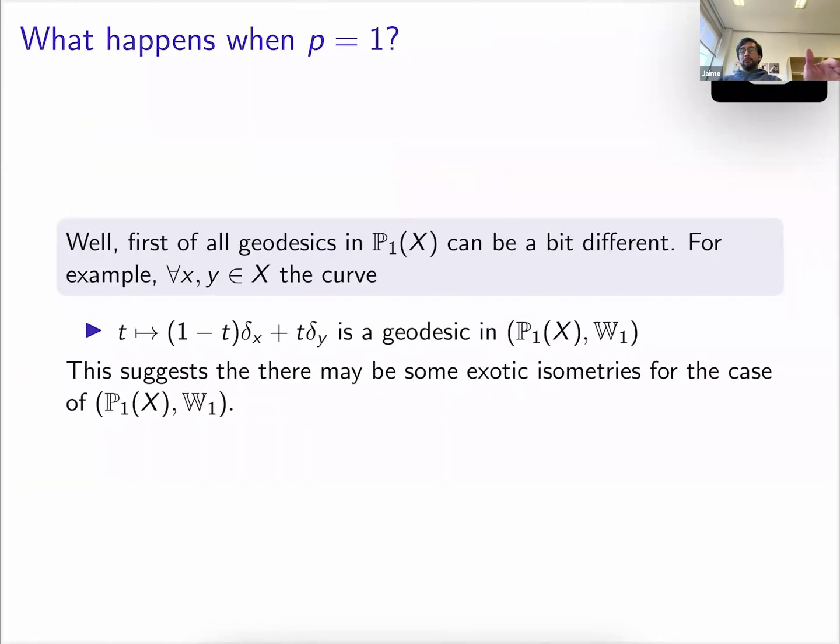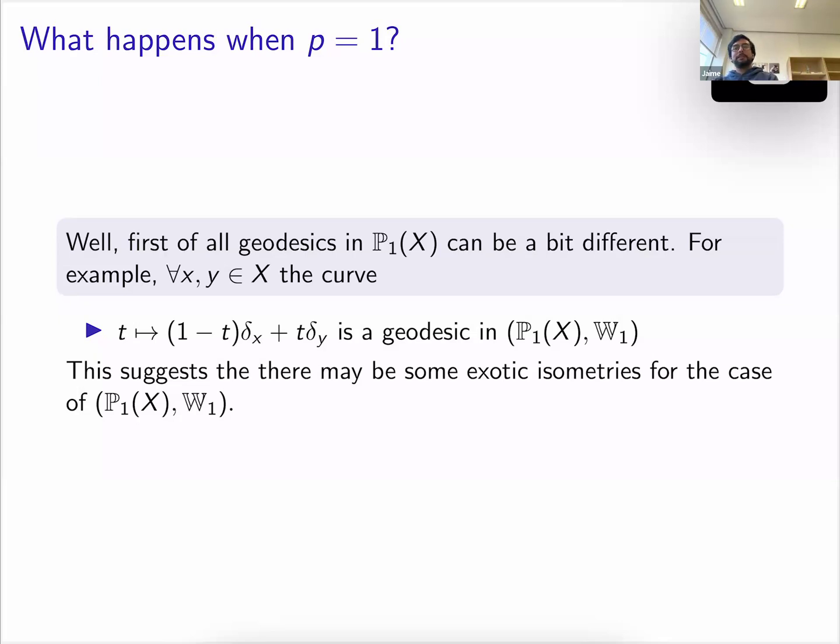But one thing that one can also wonder is that, okay, I defined the Wasserstein distance for all exponents greater or equal than 1. So let's take p equals 1 and see what happens, because then maybe I can say something else. I will have then the L1 Wasserstein space. But there are some things that are weird that can happen. The first one is that geodesics in the L1 Wasserstein distance can be different.